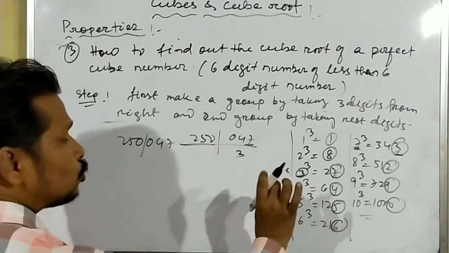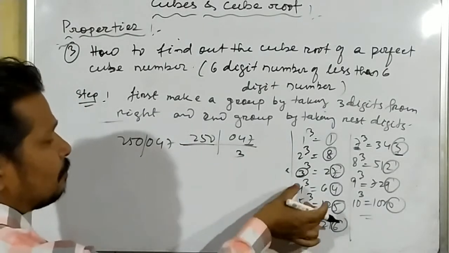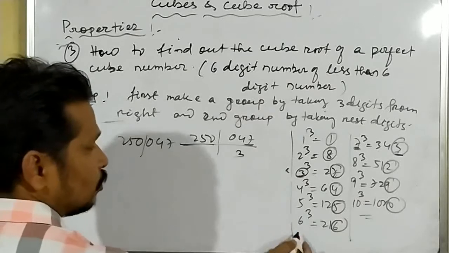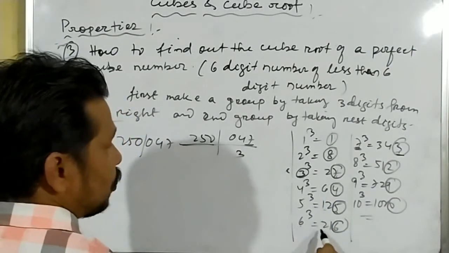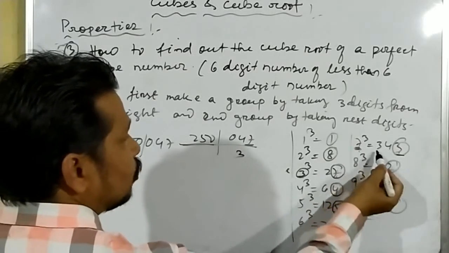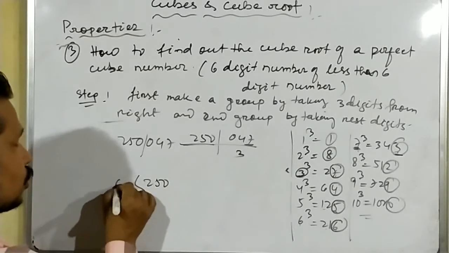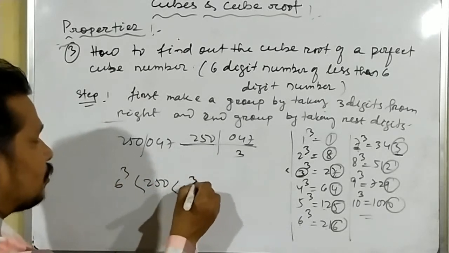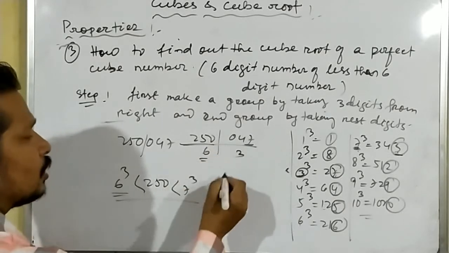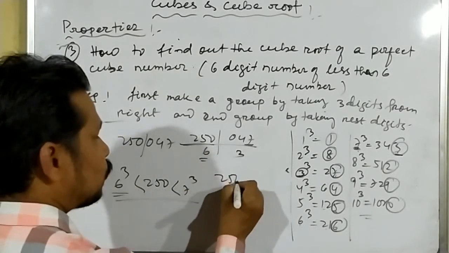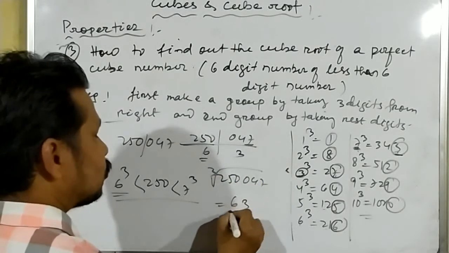Now 250, and we have to find which two cube numbers 250 is lying between. Here you can see that 5 cube equals 125, 6 cube equals 216, and 7 cube equals 343. That means 250 is lying between 6 cube and 7 cube. So the smaller one is 6 cube. So take 6. So our final answer is that the cube root of 250047 is equal to 63.